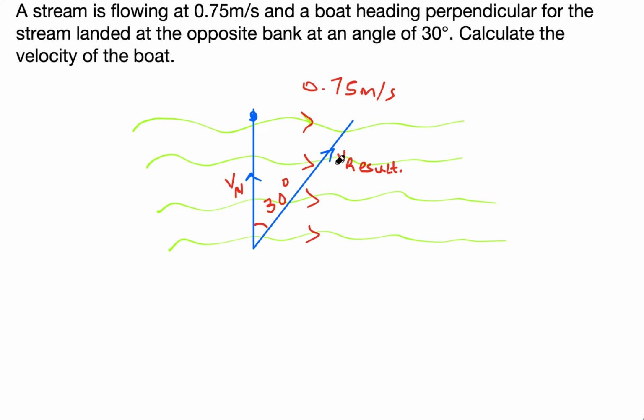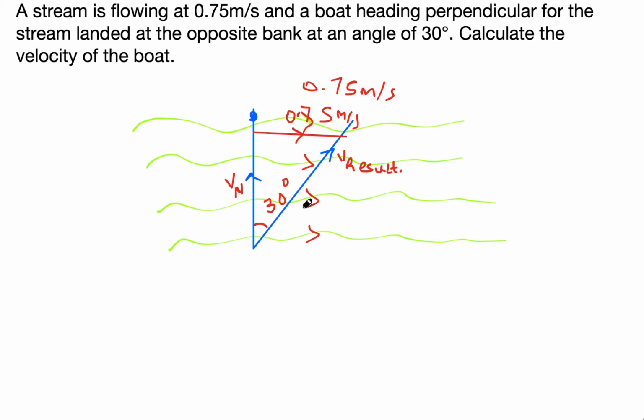So the question saying calculate the velocity of the boat should have stated whether it is the resultant velocity of the boat, or the normal velocity of the boat if it was going to move perpendicularly. But according to this question, what they want us to calculate is the resultant velocity of the boat. So basically, we know that the stream is flowing in this direction, so we can just put that. So for the boat, we have this, and it's going in this direction, which is 0.75 meters per second.